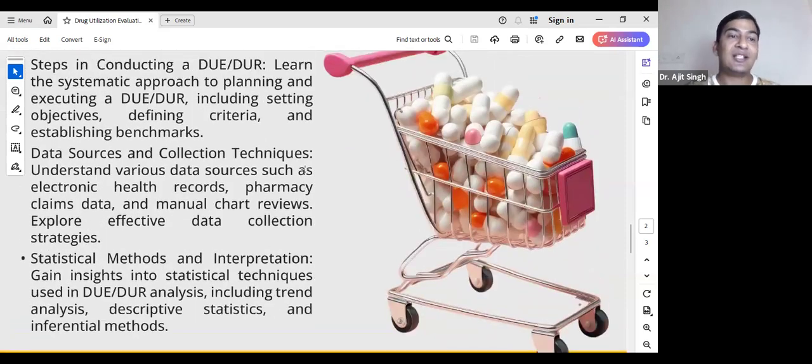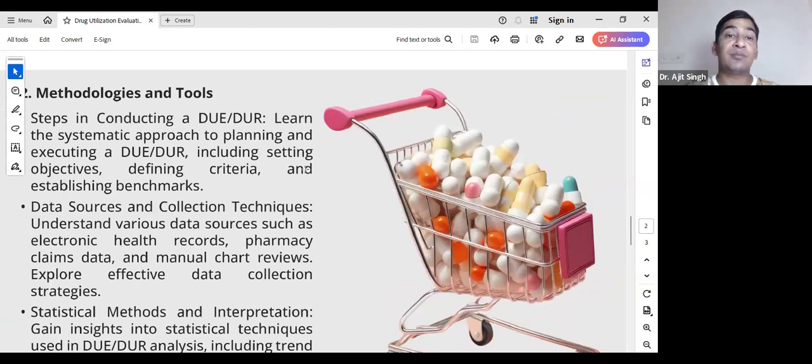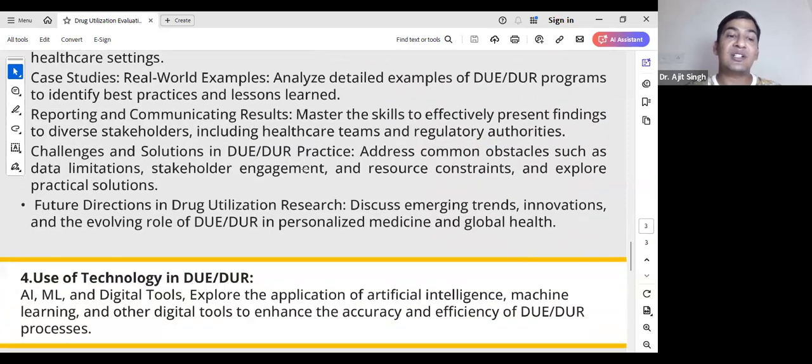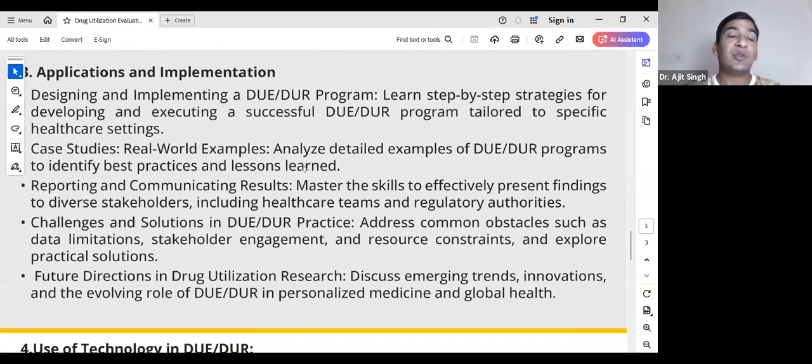Okay, so in that there are multiple things, like all the steps of conducting DUR and DUE studies, and then data sources, correction techniques, statistical methods, and their interpretations, how to go for it. And then we'll be talking about applications and implementations.